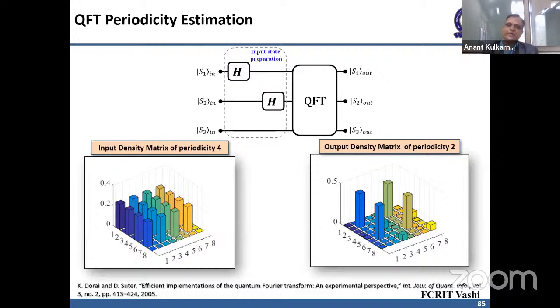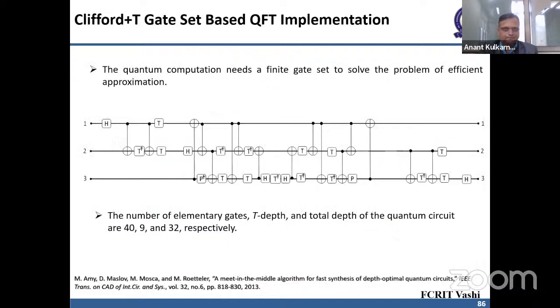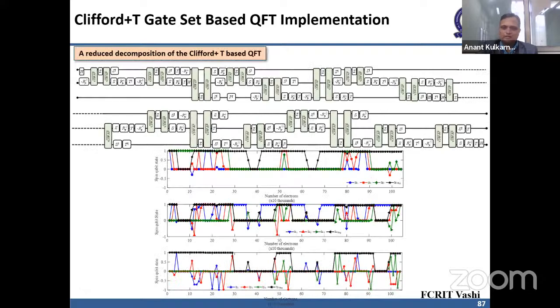Then also we have achieved the quantum Fourier transform periodicity estimation. What is periodicity estimation? If you look at this, for that purpose, you need to have the input state preparation. We obtained the input state preparation with the help of 2 Hadamard gates. We prepared the input state. We observed that if the input density matrix is of periodicity 4, we can obtain the output density matrix of periodicity 2. So hence proved that whatever we have done for the quantum Fourier transform is absolutely right. The reference for that is also given at the bottom of this slide. Now we have done further.